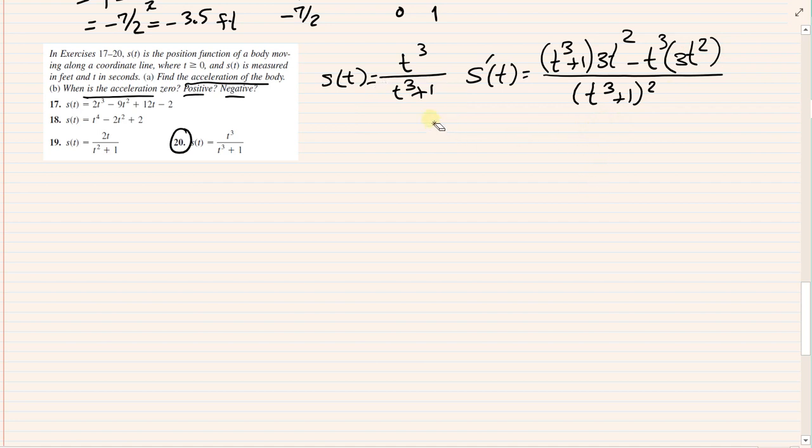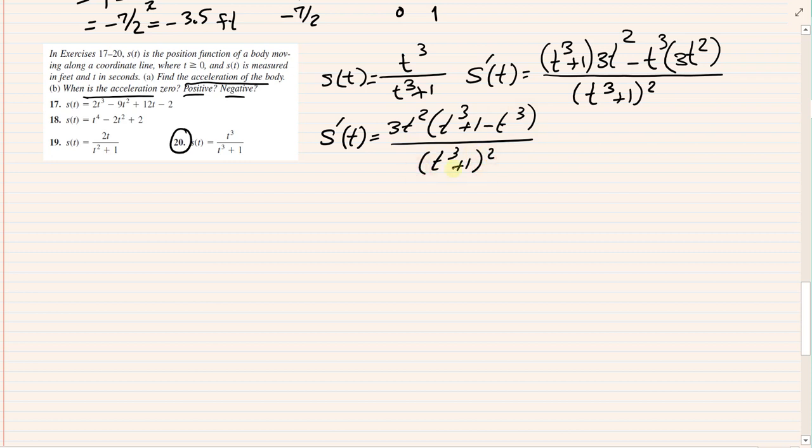Okay, and so s prime of t is going to equal, now here I can factor 3t squared from the numerator. That gives me t cubed plus 1 minus t cubed, divided by t cubed plus 1 squared. And the t cubes on top are opposite, they add to 0. So our first derivative is 3t squared over t cubed plus 1 squared. That's our first derivative, which is actually the velocity function.